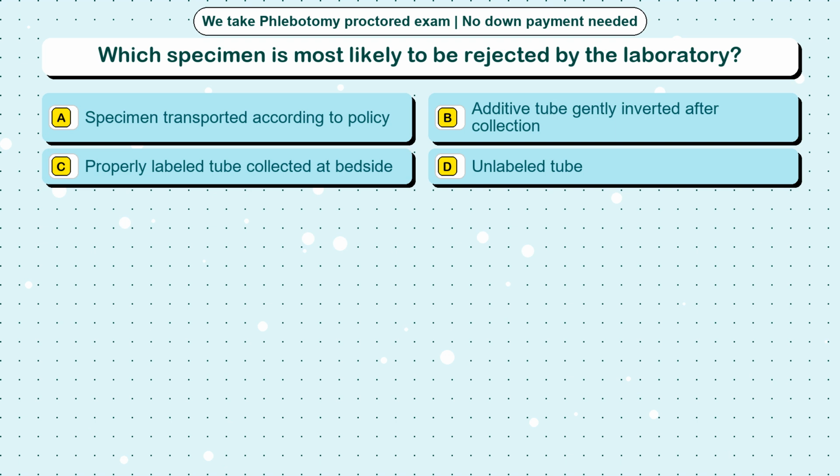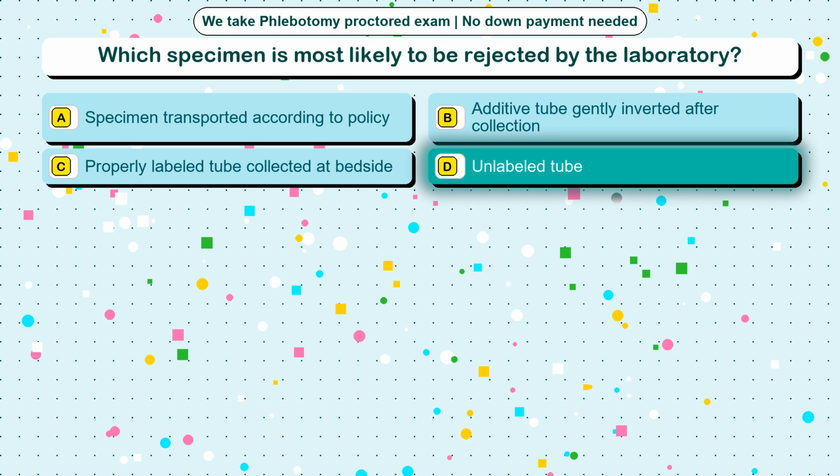Question 53. Which specimen is most likely to be rejected by the laboratory? Option A, specimen transported according to policy. Option B, additive tube gently inverted after collection. Option C, the properly labeled tube collected at bedside. Option D, unlabeled tube. The correct answer is option D, unlabeled tube.